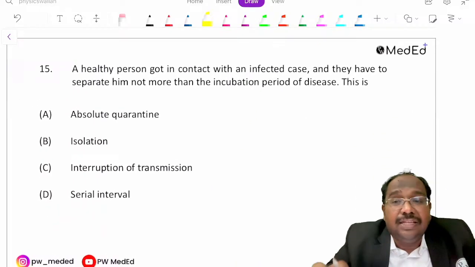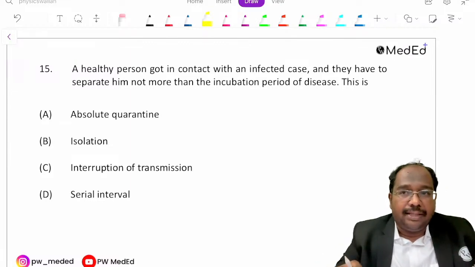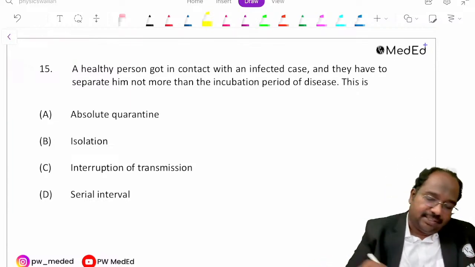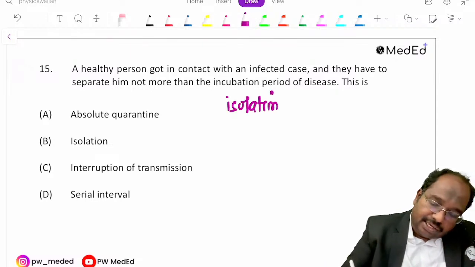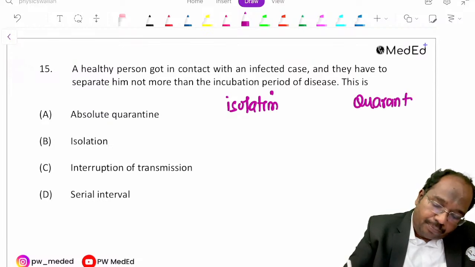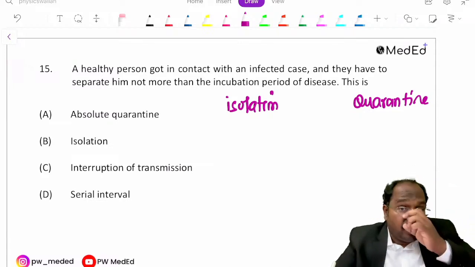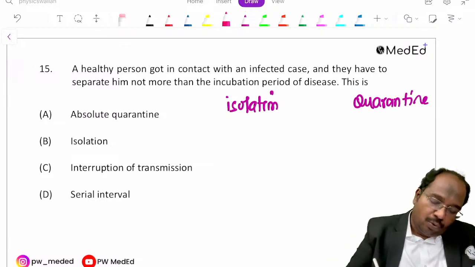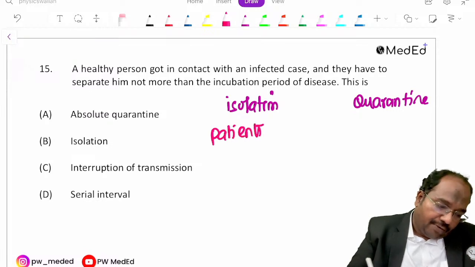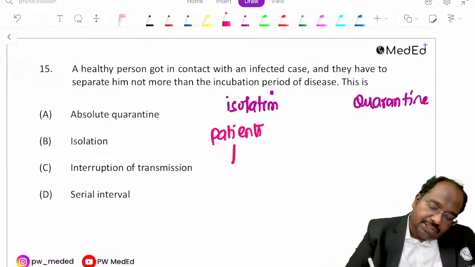Come on, answer this. This is a question in our context, you should be able to answer it easily, guys. A healthy person got exposed to an infected case, and now what is this? We should know two terminologies here: one is isolation, second one is quarantine. Isolation we do on whom? Isolation we do on patients. We don't want them to transmit disease to others. So isolation we do on patients.